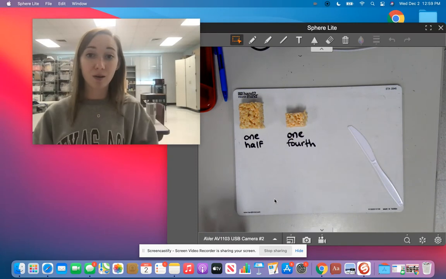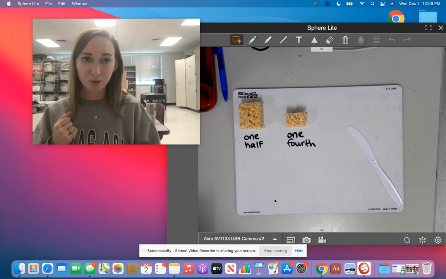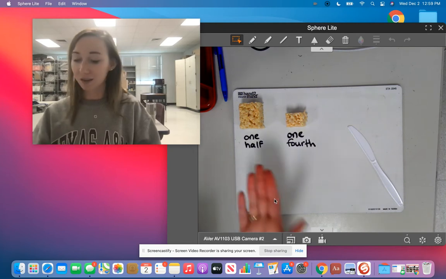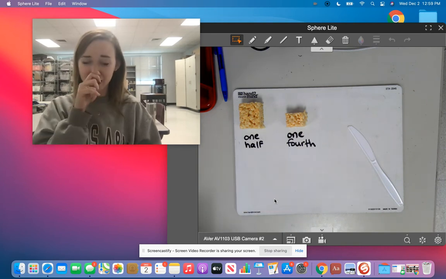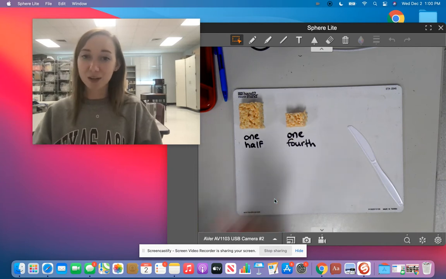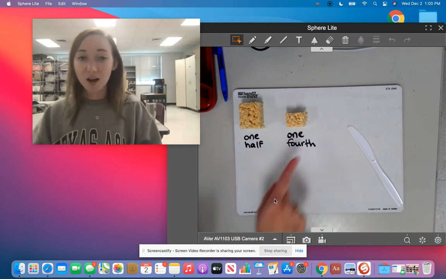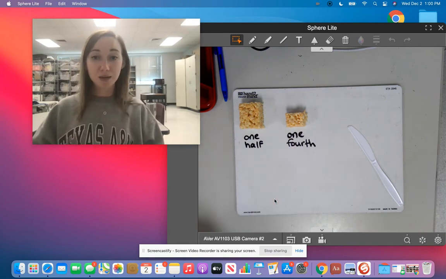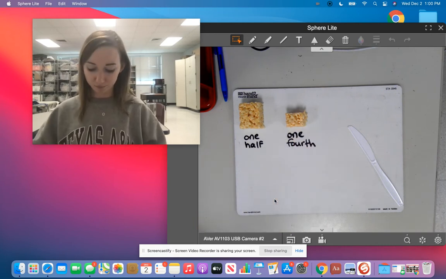And now, what do we notice about that 1/2 and that 1/4? What do you guys notice? We notice that the 1/2 is much bigger than the 1/4, right? So if you chose 1/4 and you're really hungry or you really like Rice Krispie treats, are you getting as much as your friend who chose 1/2? You are not. You are not getting as big of a part because you're getting only 1/4 instead of 1/2.